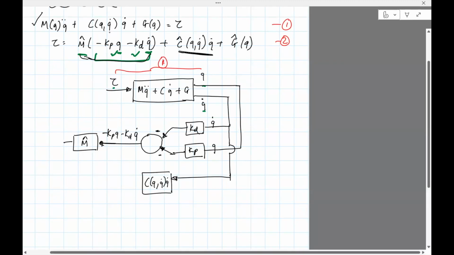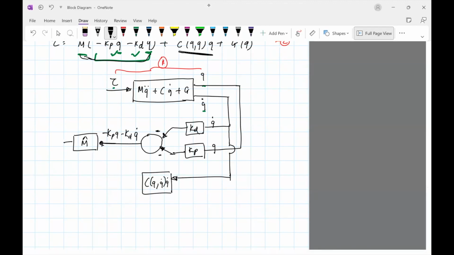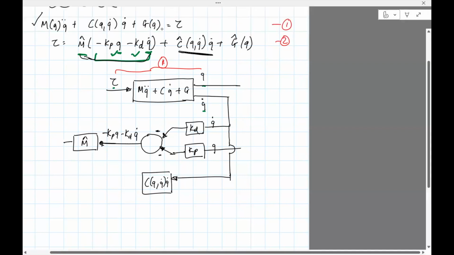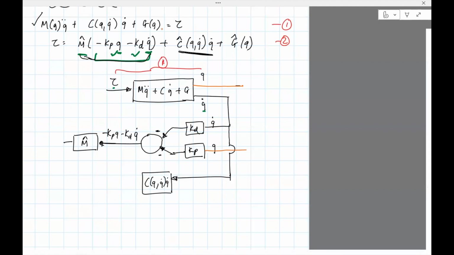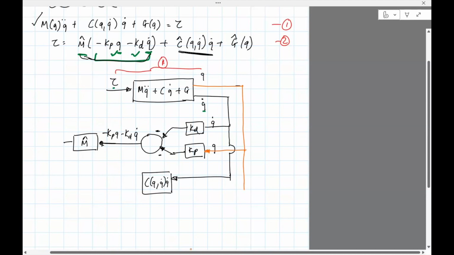Q dot. Now this also requires q, which means I need to supply it with q2. Let me use a different color. That way it's easier to see this. So you just do it with one color, but I'm just putting two colors, so it's easier to see. So q goes there, but q also goes into this block because it depends on q also.